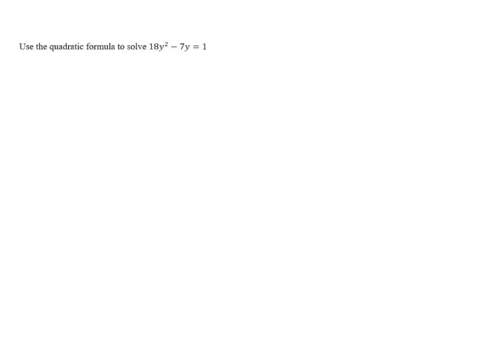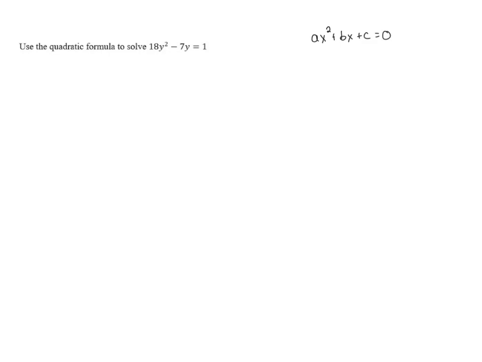Use the quadratic formula to solve 18y squared minus 7y equals 1. Before we use the quadratic formula, we need to get this in standard form, and what that means is getting the constant term on the left, because the quadratic formula works for any quadratic equation in the form ax squared plus bx plus c equals 0.